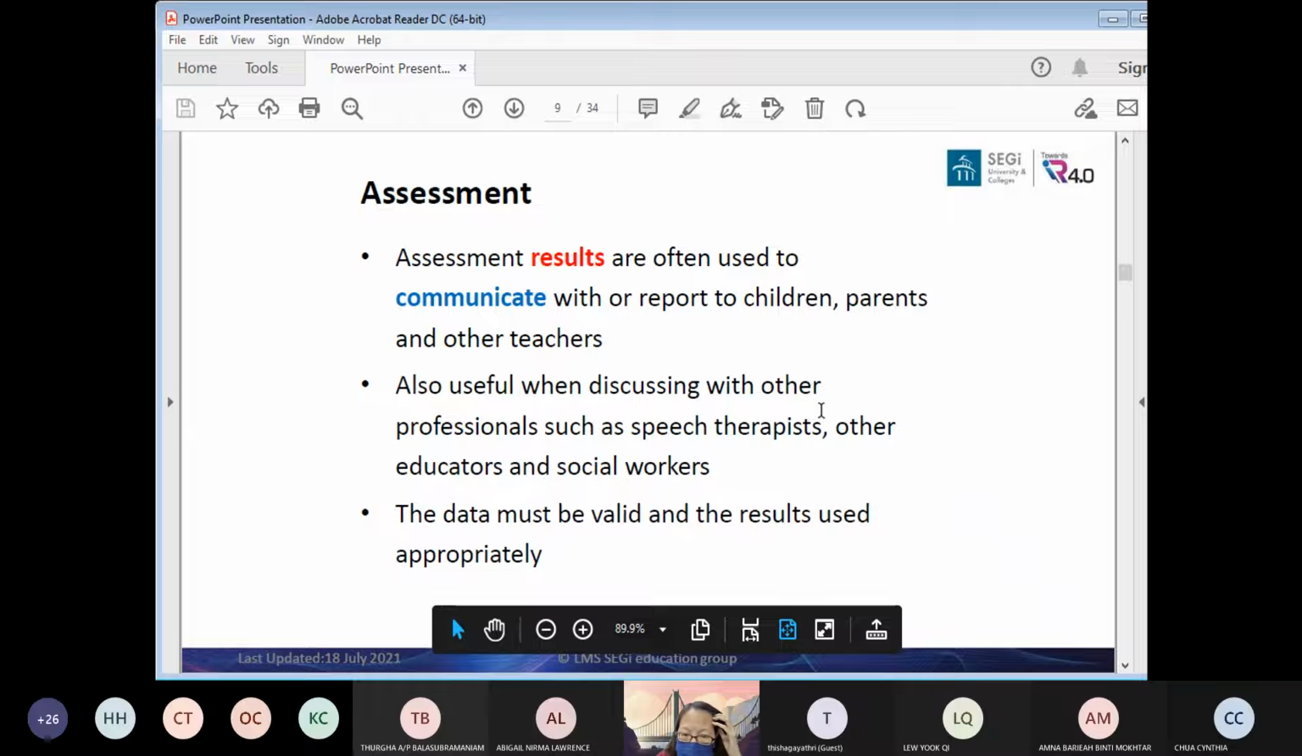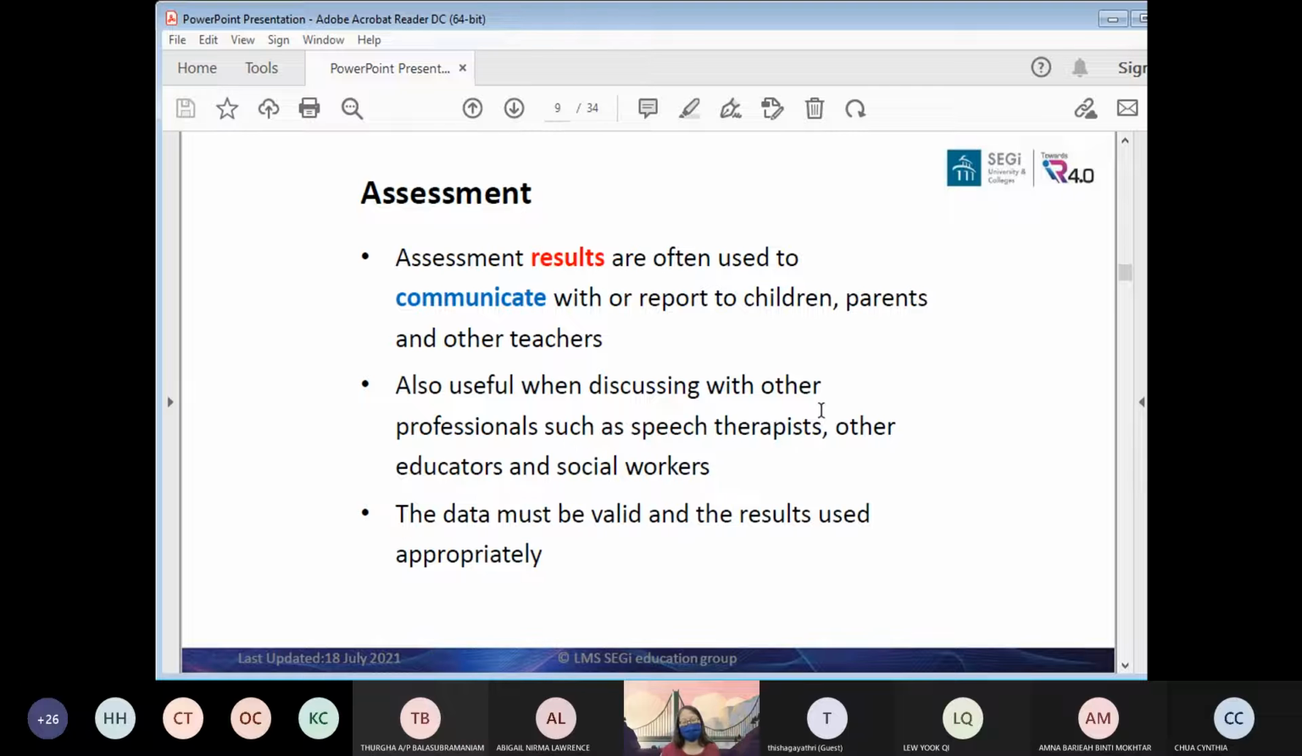The data must be valid and the results used appropriately. So whatever results you have got in your hand, it must be used appropriately. Give to the right person to use. Don't simply hand out to every Tom, Dick, and Harry. You wouldn't want people to do that, right? So it's not supposed to be done. All this data is supposed to be kept confidential.